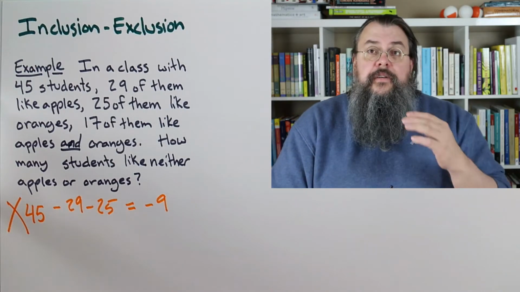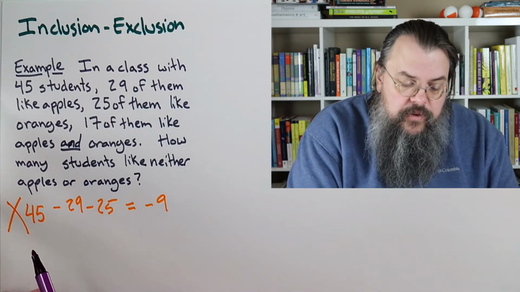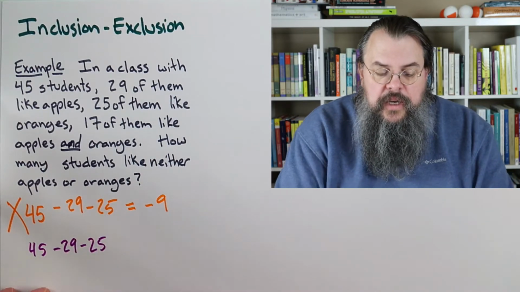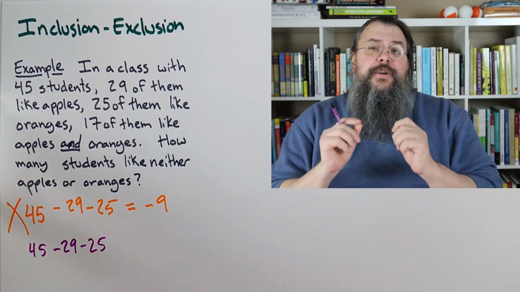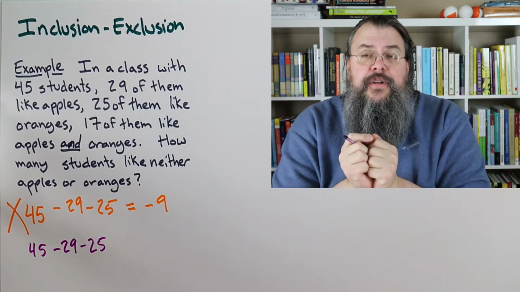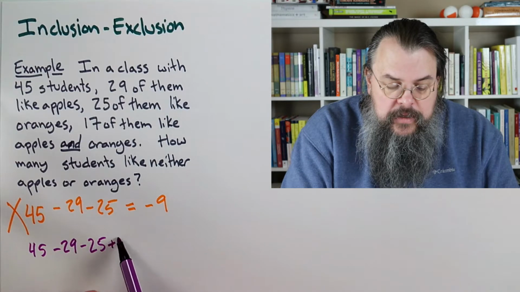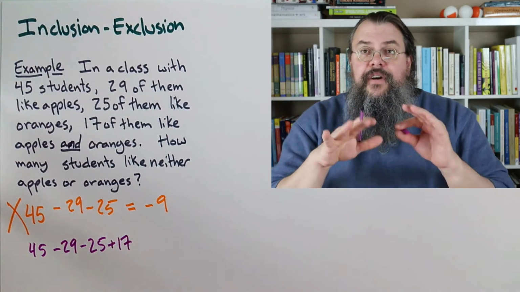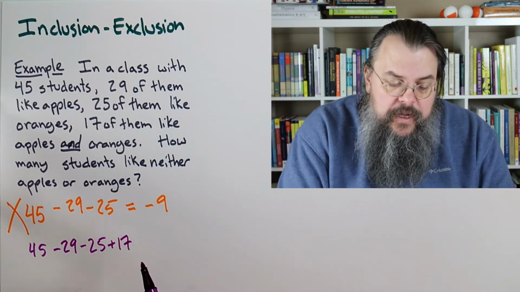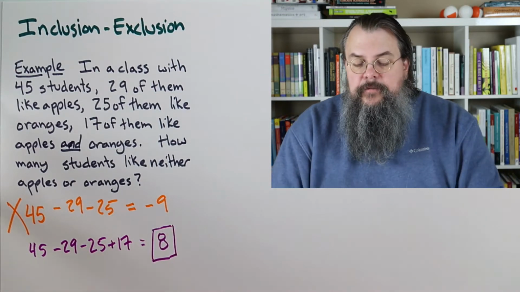What we'll do instead, very similar, is a little correction. So same start, take 45 students, take out the people who like apples, take out the people who like oranges, and then realize, okay, so far we're good except for the people who like both. At that point, we've taken them out too often. So we need to correct. So what do we do? Well, we add in the people who like both to fix our overzealousness in taking people out. And now, if we do that, we get 8. And 8 is indeed the right answer.